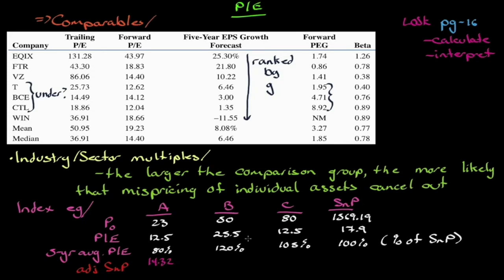Let's do the same for B. If we have to compare it to 120% of the index, we would get 21.48, and for C, we would get 18.795. So while, looking at just the raw data, A and C appear to be equally undervalued, A now appears to be slightly undervalued. B now appears to be slightly overvalued, but C actually has gotten even more undervalued. 12.5 versus 17.9, now it's 12.5 versus 18.8. So C is the company that would be of more interest once we look at it in that context.